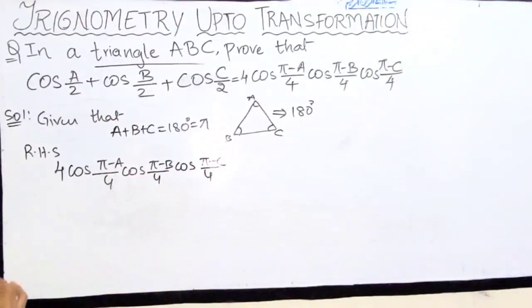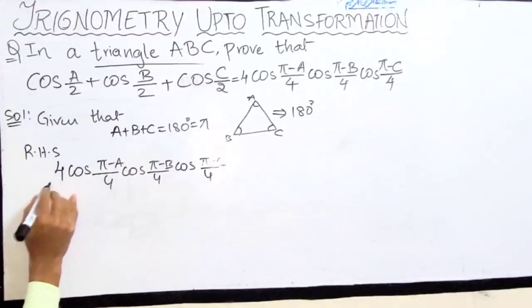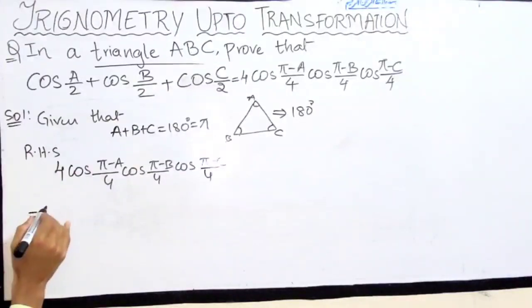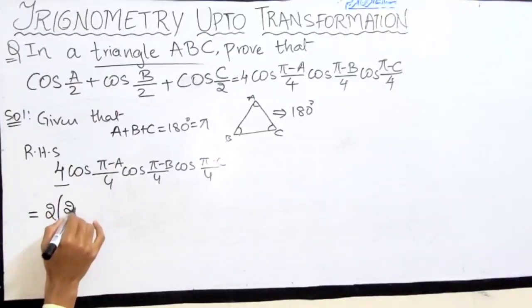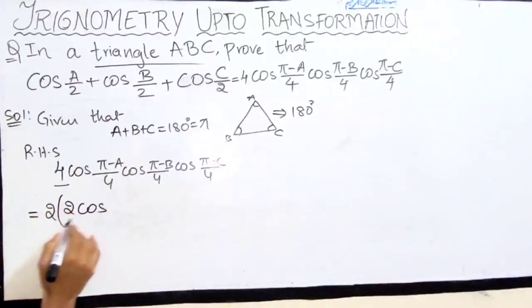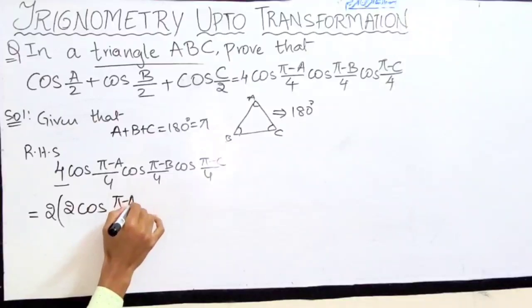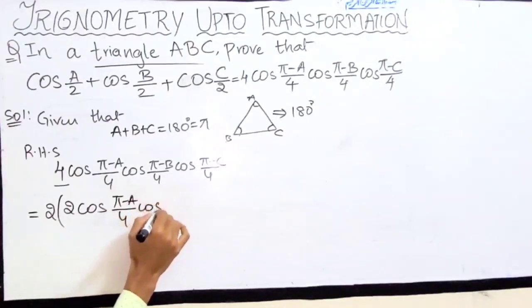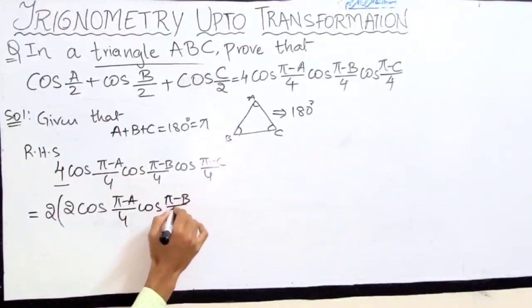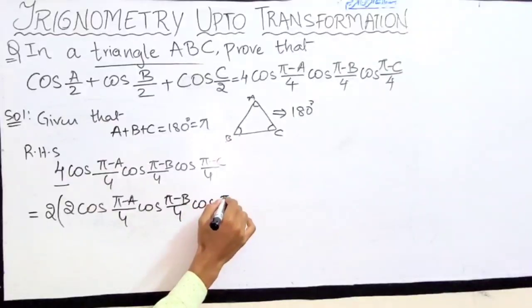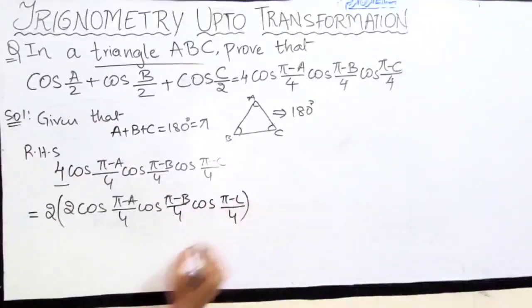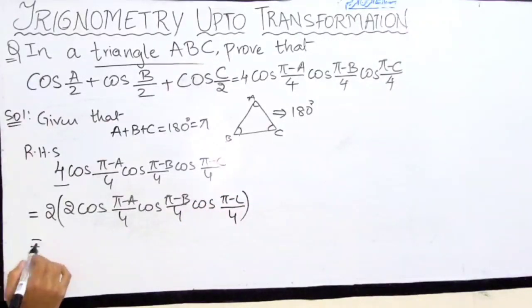Now see here, we can take 2 from it as common, which can be written as 2 into 2 cos (pi minus A) by 4 into cos of (pi minus B) by 4 into cos of (pi minus C) by 4. The next step here is, we can write this step by using pi.